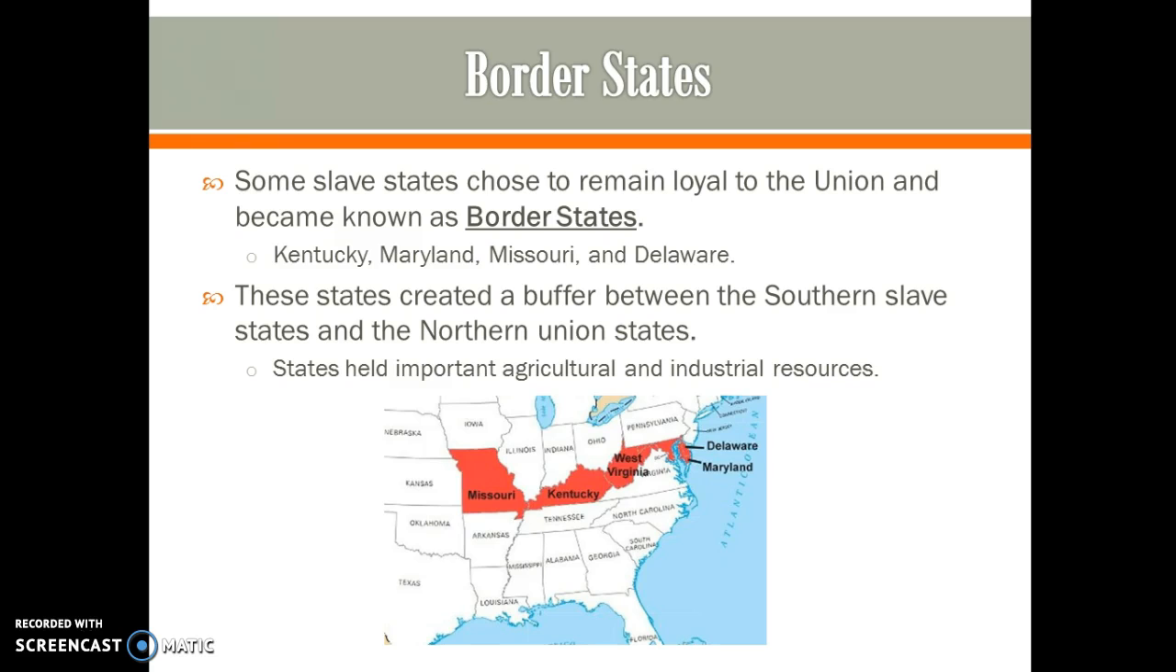Some slave states chose to remain loyal to the Union and became known as border states because they created a border between the Union and the Confederacy. These states created a buffer between the Southern states and the Northern Union states. These states were important because they held the most agricultural and industrial resources that the Union needed. The border states were Missouri, Kentucky, West Virginia, Delaware, and Maryland.